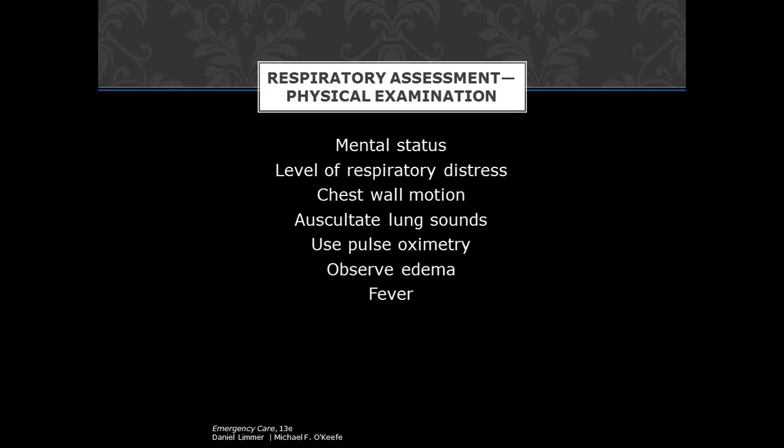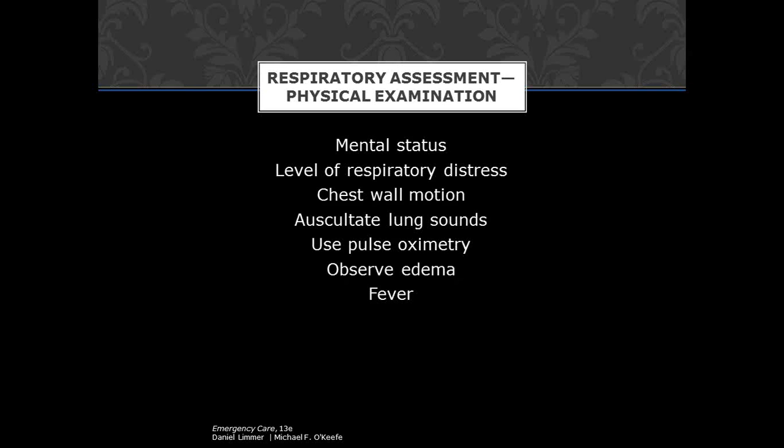If they're sitting bolt upright and they won't lay down, or they're in what we call tripod positioning, we're going to learn about this in a couple chapters with our respiratory emergencies. That's a sign. So we want to look at that chest, look at their work of breathing. How hard are they working to breathe?